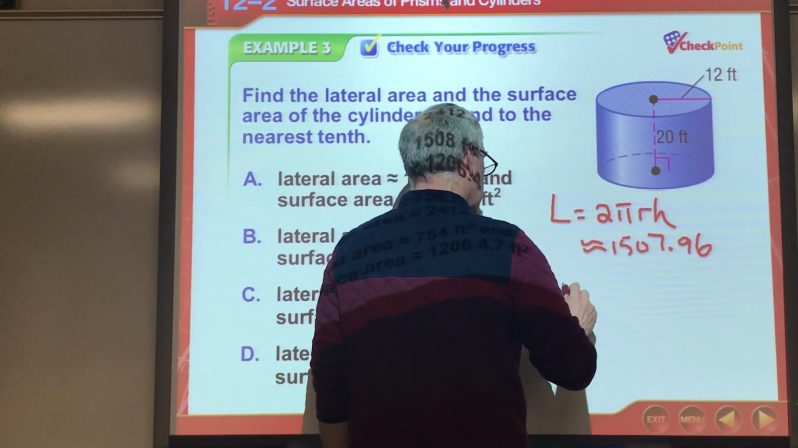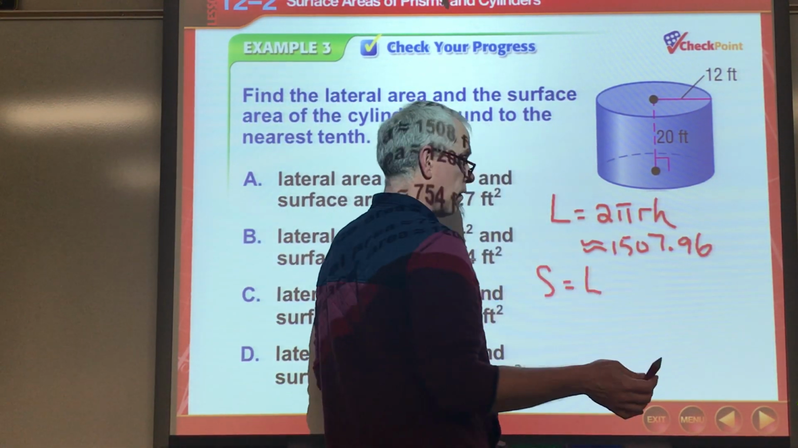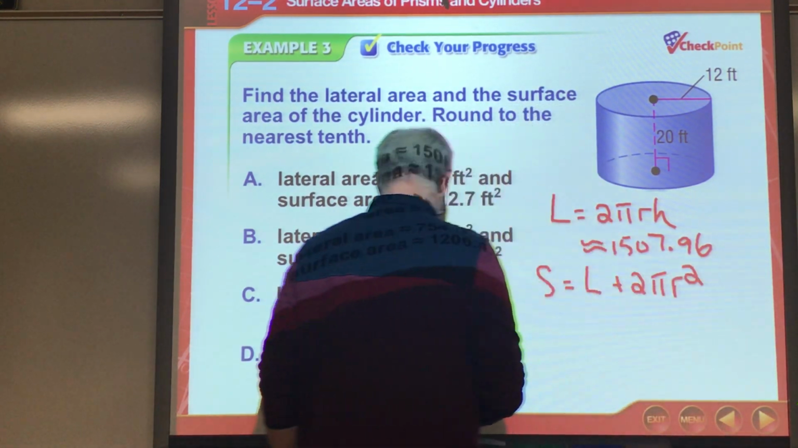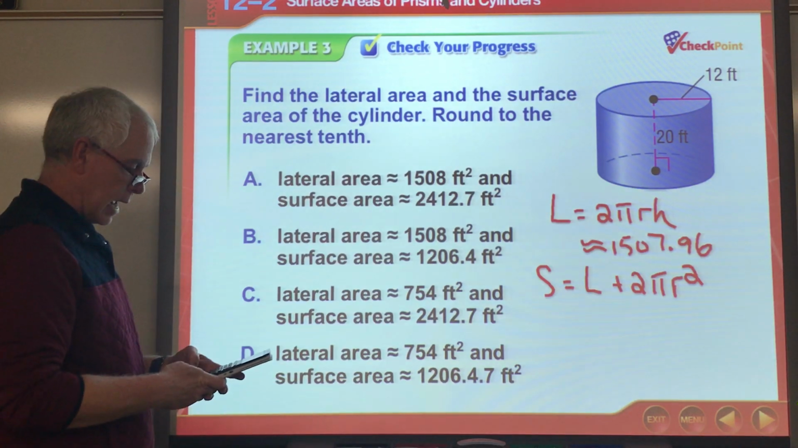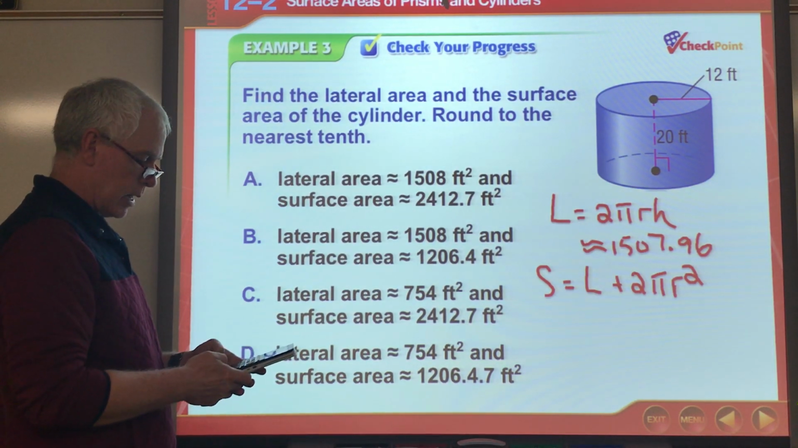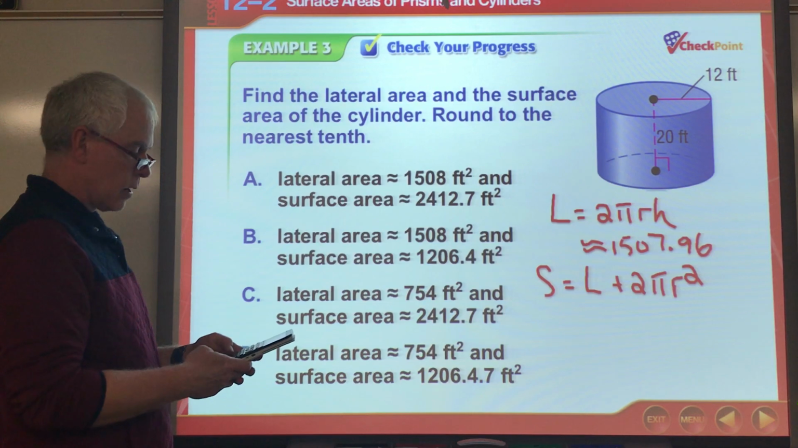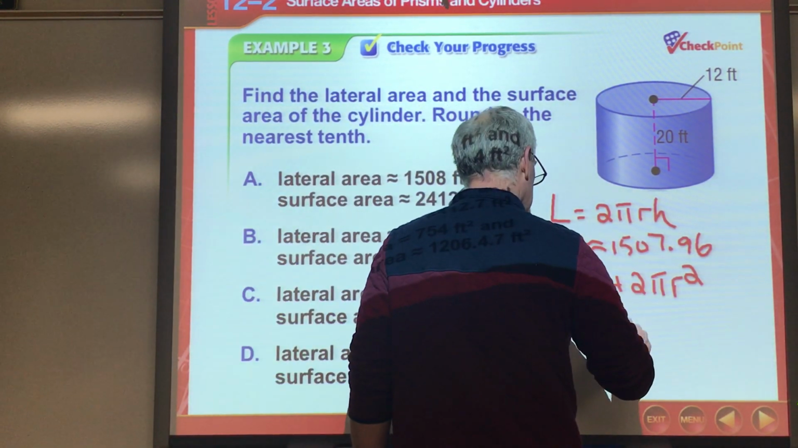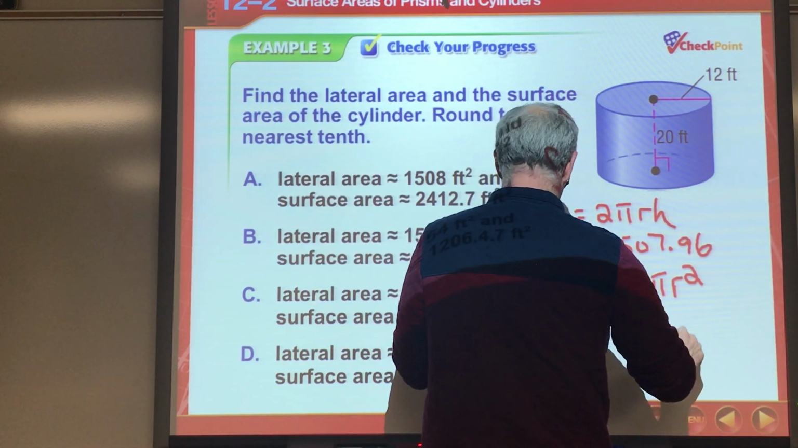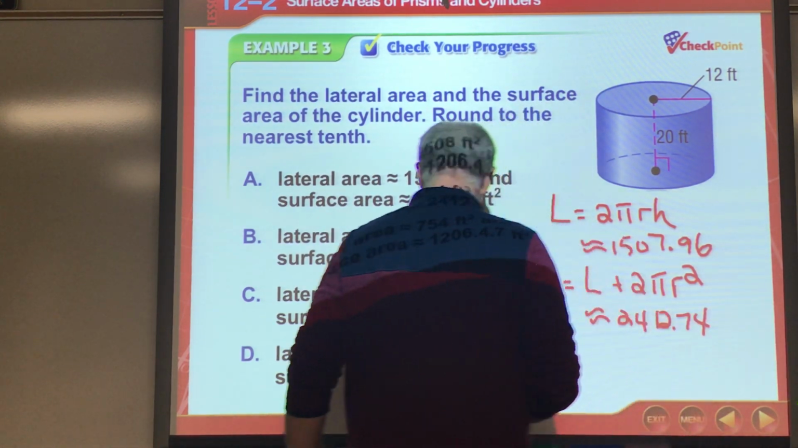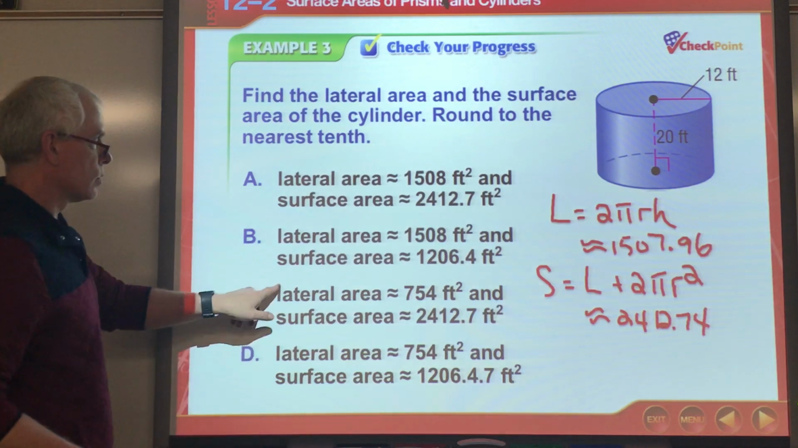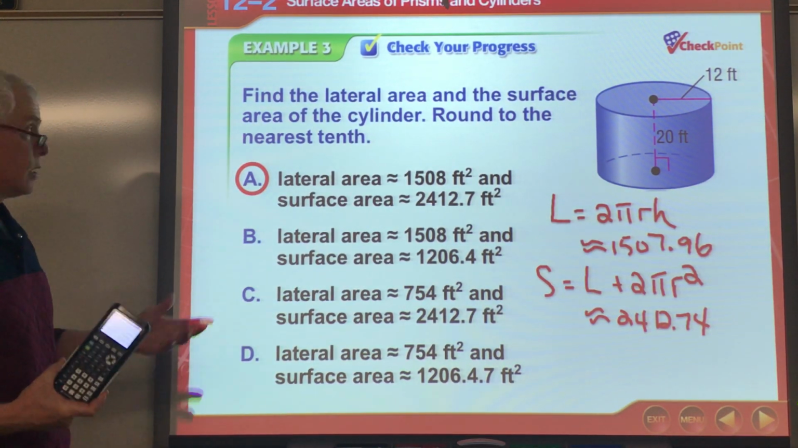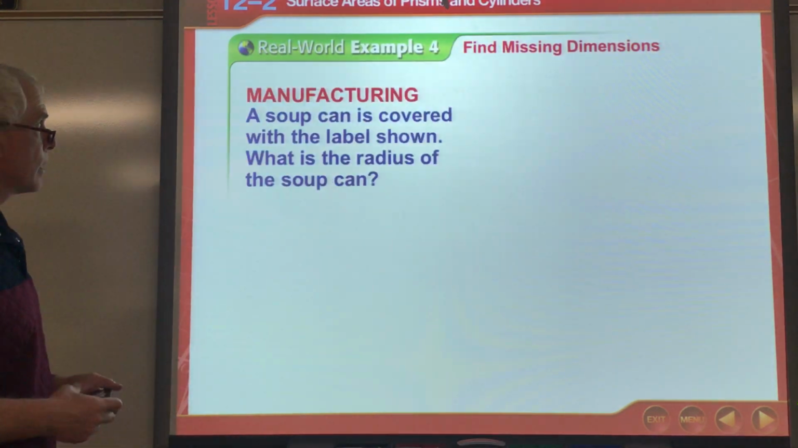And my surface area is that lateral area, which I already found, plus 2 pi r squared. Okay? So in my calculator, I'm just going to add 2 times pi times 12 squared. Now I get 2412.74 in my calculator. So it looks like A is our answer. Just identify the radius and the height, and then you can plug it all right into your calculator, okay?